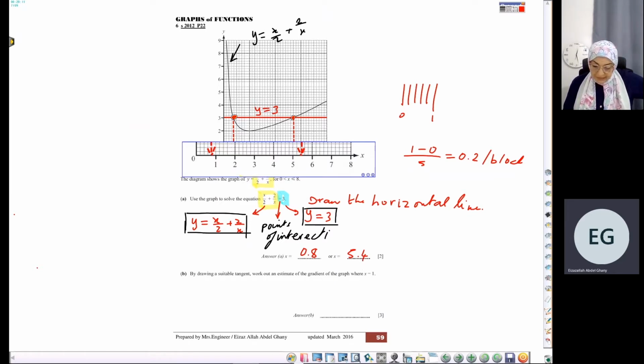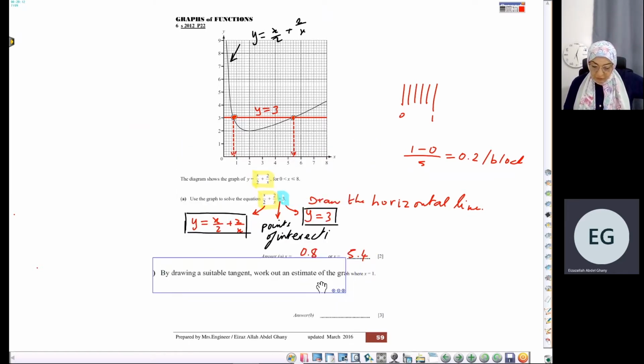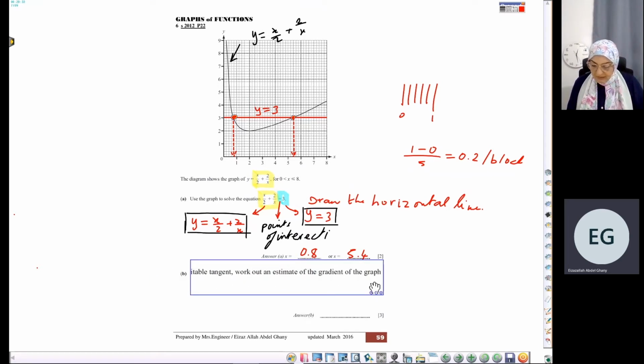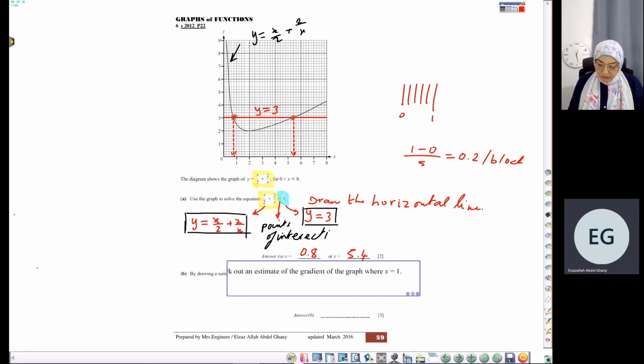Now, let's read this sentence. By drawing a suitable tangent, tangent means touches. Say it, tangent means touches. You should hold your ruler and touch the curve at the point we are ordered to touch it. By drawing a suitable tangent, work out an estimate of the gradient of the graph where x equals 1.